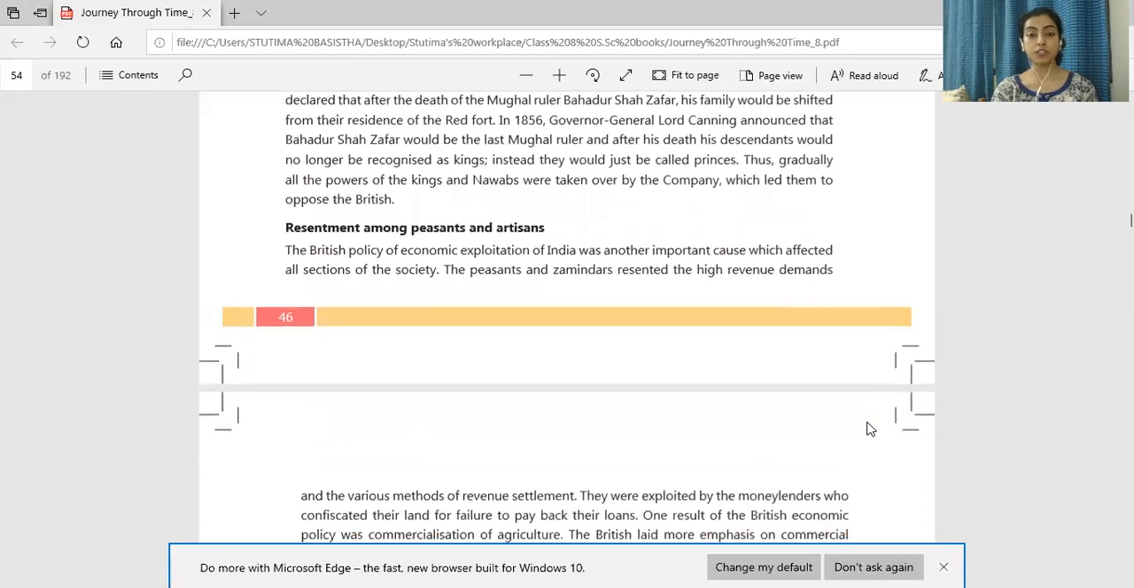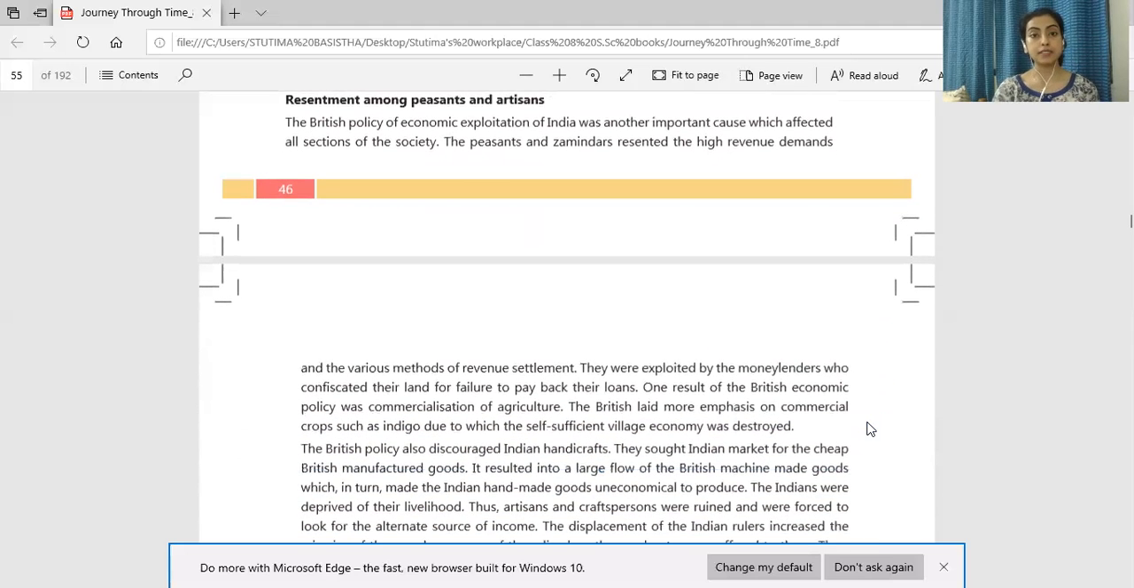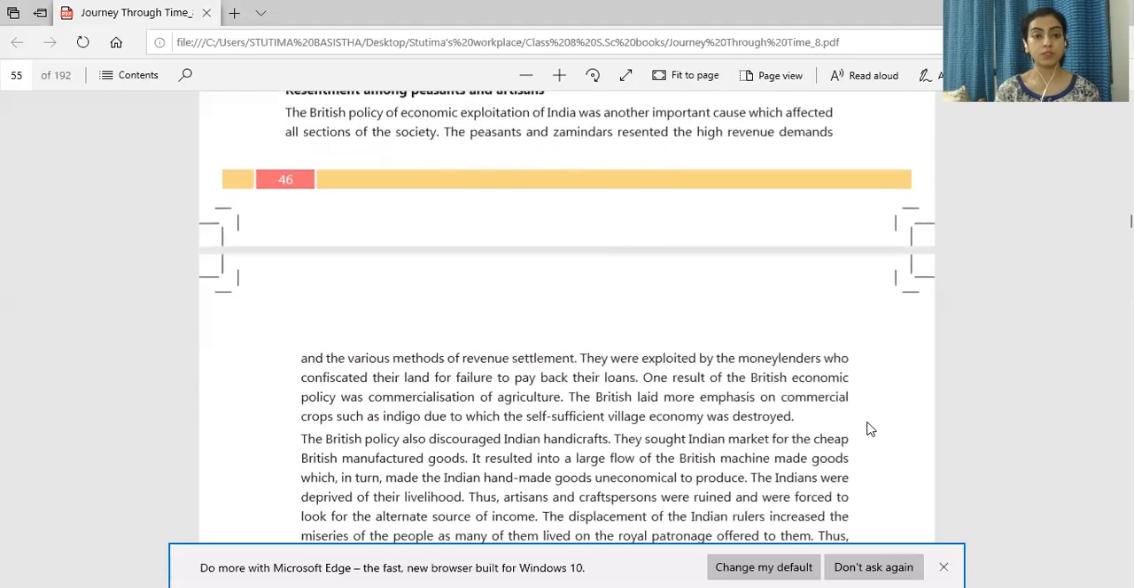The next cause was resentment among peasants and artisans. Resentment means opposition. Now there was also opposition among the peasants and artisans. First one was the resentment or unhappiness among the ruling class. Next one is among the peasants and the artisans. Now let's look into why there was resentment among the peasants and artisans. We got to know in the previous chapter also that the British introduced many policies of economic exploitation of India, right?